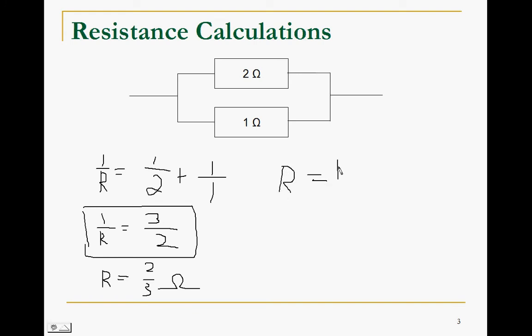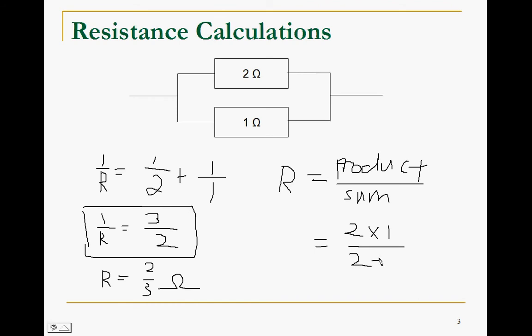Another method of resistance calculations is to use the idea of product over sum. So I write down here, product over sum. Now what's the meaning of product over sum? Product means that you take the two resistances and multiply together. So in this case I have 2 multiplied by 1, and sum means you add the two resistances together, 2 plus 1, and therefore the answer for this will simply be 2 over 3 ohm, which is the same answer as this.